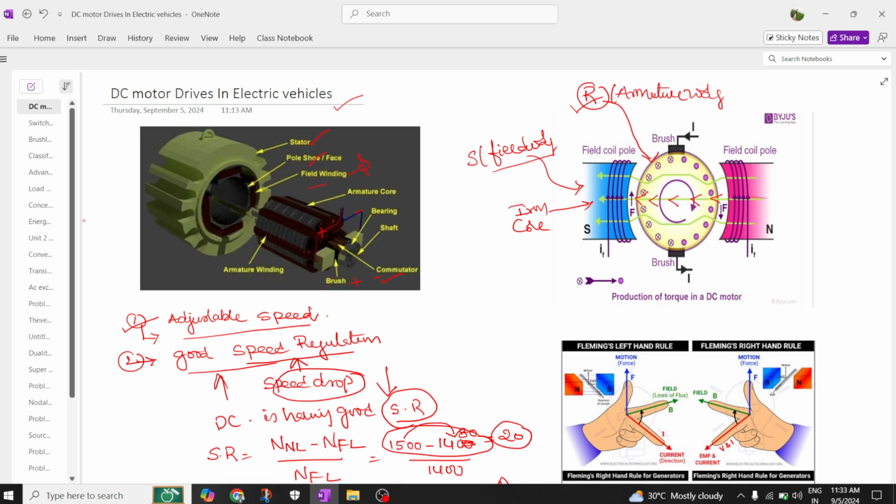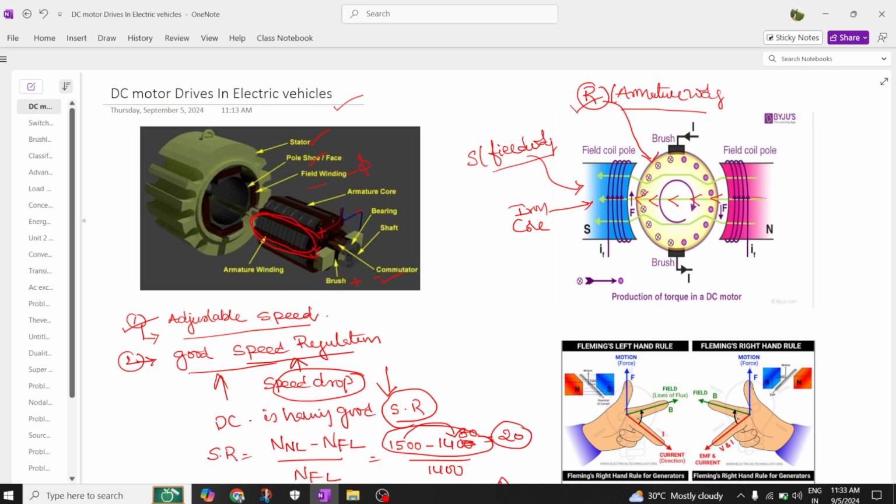The way you supply to the armature is, you give the supply here and it goes into the brushes. Through the brushes it goes to the commutator. Through the commutator it is available across which winding? The armature winding, this complete armature. So here the armature winding is there. This is how it is completely available across the armature winding.